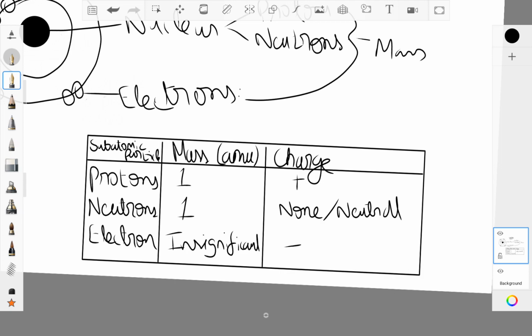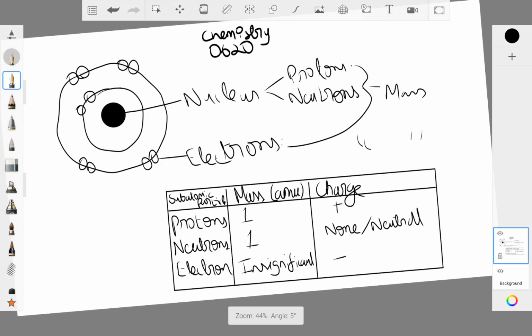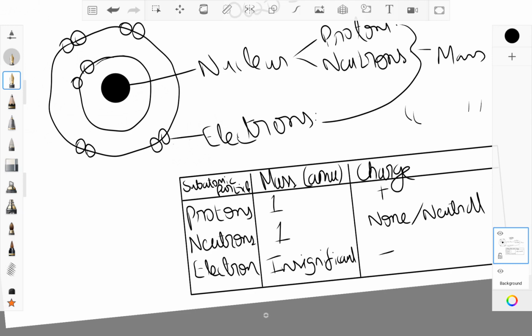Electrons do have a mass, but it's so small and insignificant that you can consider it as 0. But they have a charge of minus, of the same magnitude as a proton, just in the opposite "direction", if that makes sense. The important thing here is that the nucleus of an atom is what holds the mass of the atom.